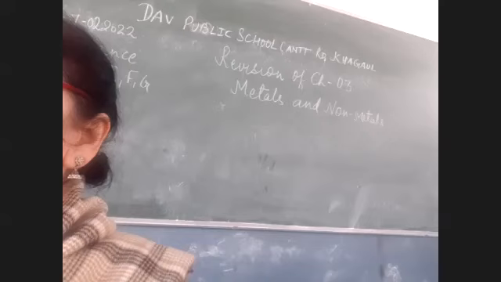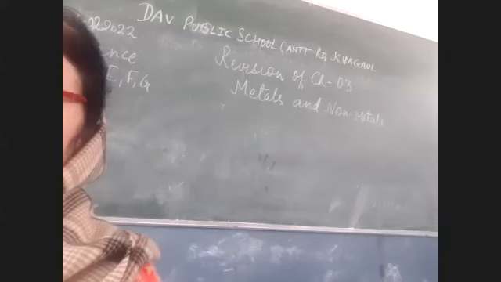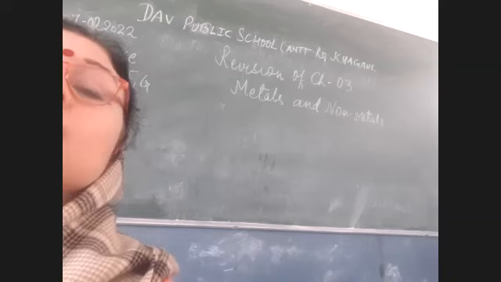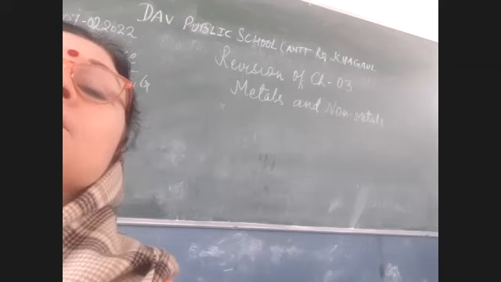For example, the melting point of sulfur is 119 degrees Celsius. There are some exceptions in non-metals also. For example, diamond, its melting point is very high. That is 3722. No, ma'am, 3723 degrees Celsius. Okay. Now, next question.